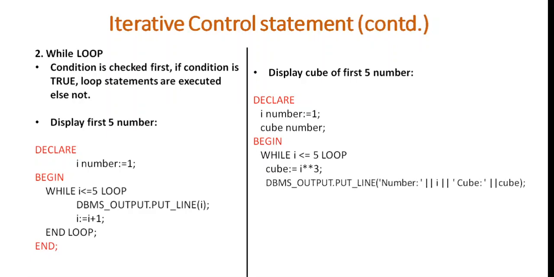And then by using the dbms_output.put_line method, we are displaying that cube. Okay, that is the number 1 and the cube of that number, then number 2 and its cube. Then I is equal to I plus 1, we are incrementing the value of I, end loop, and end. If you want to display the square of a number, then here you can simply write cube := I ** 2. Okay, so this double multiplication symbol is nothing but the raise to operator.